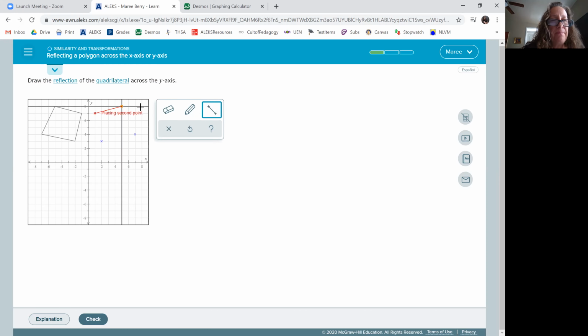And there you go. They have to be the same distance apart so that if you were to fold the paper in half, they would match up exactly.